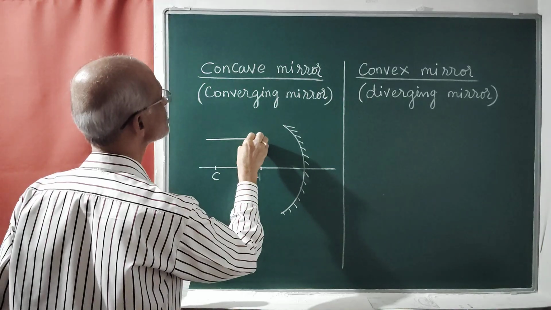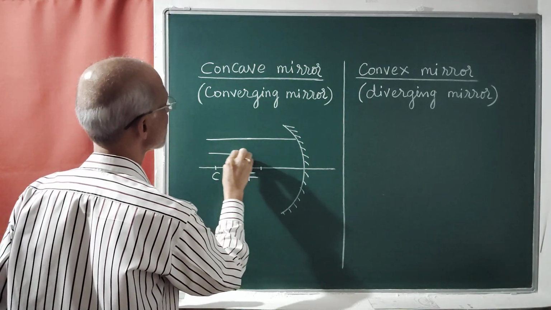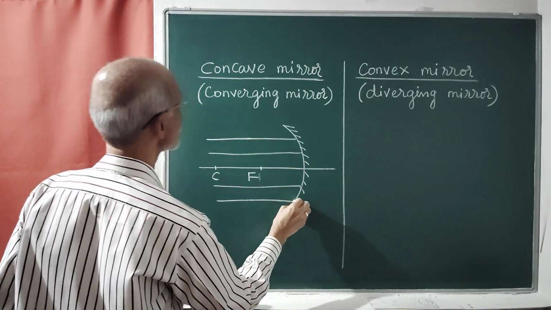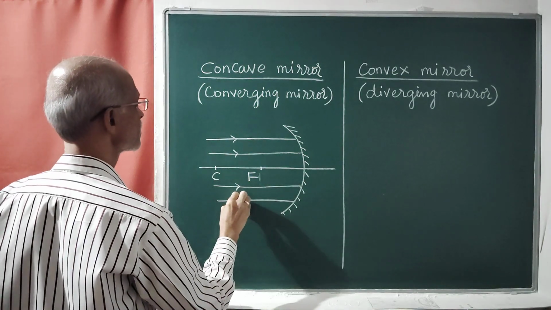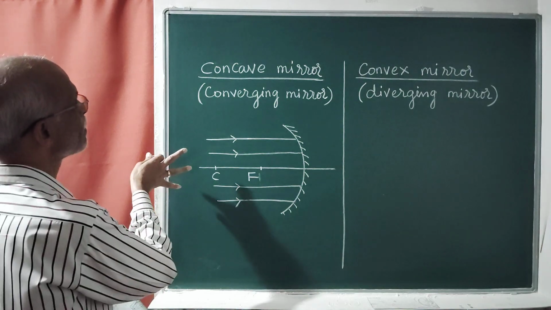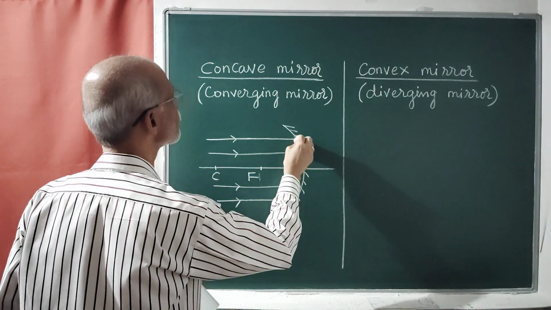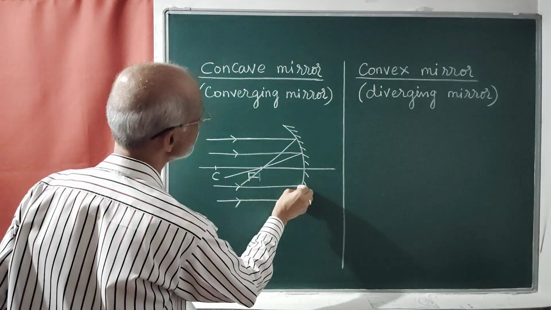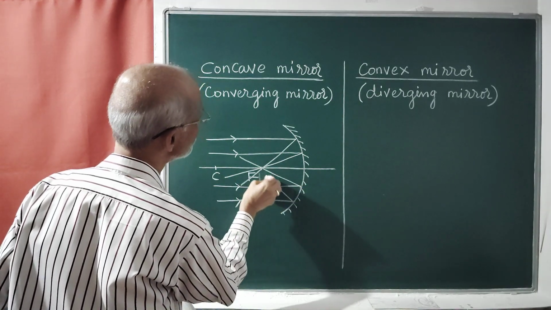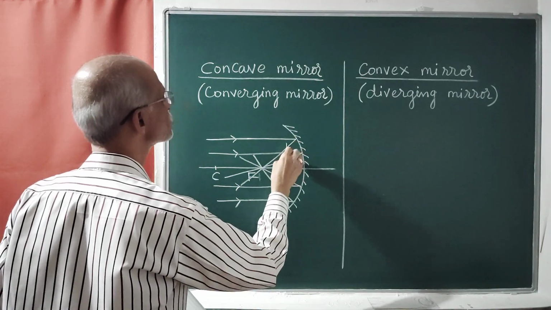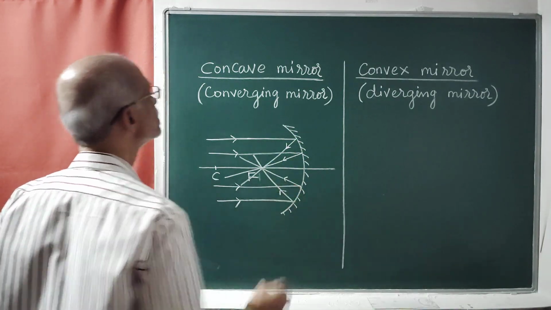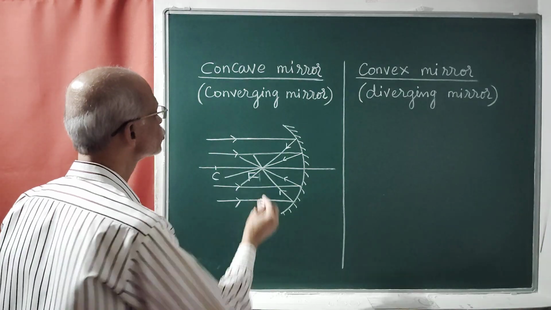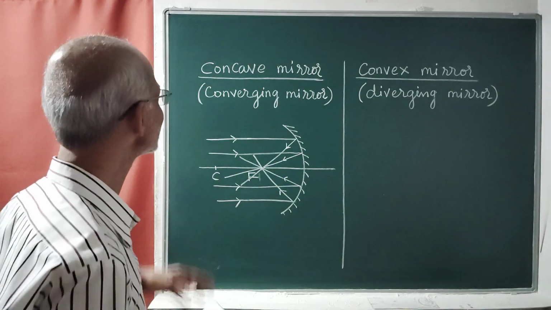So the rays that are parallel to the principal axis, here you can see, after reflection they pass through F. They converge through F. The rays that are parallel to the principal axis, after reflection, they converge through a point, the principal focus. So it's called a converging mirror.